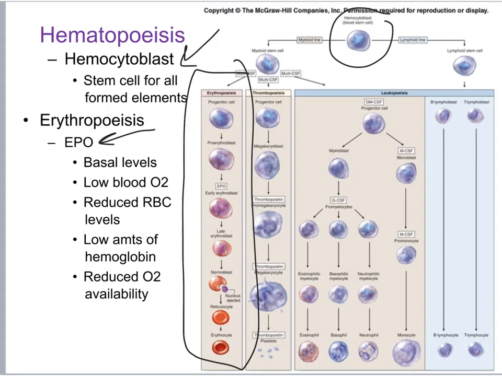Or it could just be from reduced availability of oxygen, which can occur like it does here in Colorado at high altitudes, or maybe if you have something like pneumonia or some type of lung infection. Now, on the opposite side of the spectrum, too many erythrocytes or too much oxygen in the bloodstream depresses EPO production.